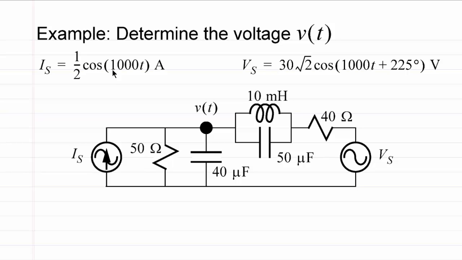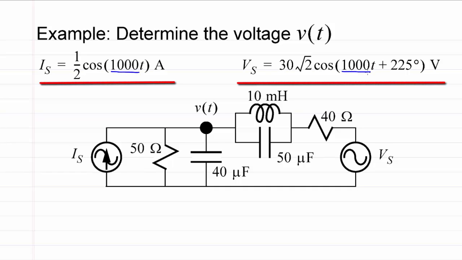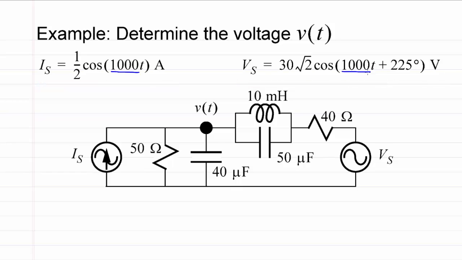To begin though, the first thing that we look at is the frequencies of the two sources that we have, and we see that they're the same. If they were not the same, we'd have to do two separate phasor transforms on the circuit and use superposition to recombine our answers in the time domain when we're done. In this case, because they're all at the same frequency, we can just proceed with one phasor transform and then analyze it in the phasor domain and then transform it to the time domain, and we'll have our final answer.